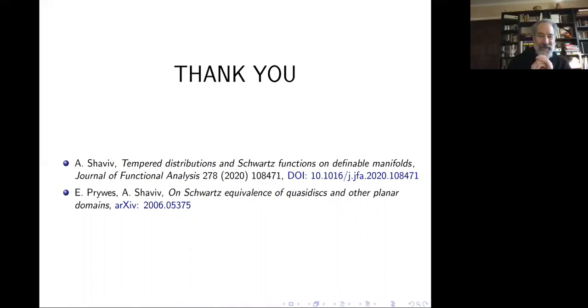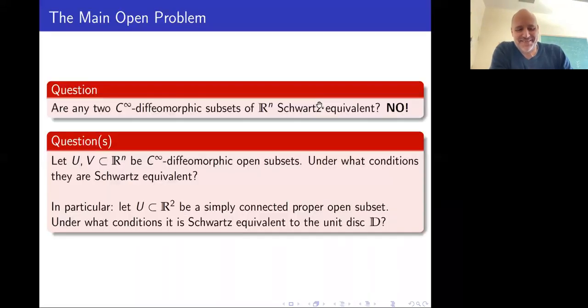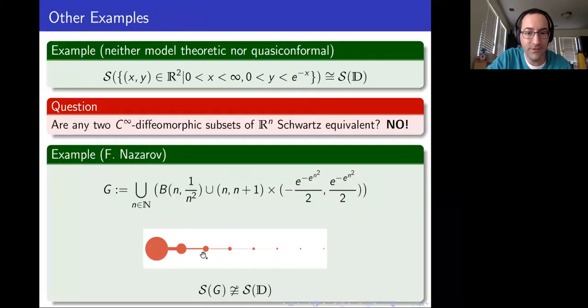Ari, could you give us a hint of how you show that no C infinity Schwartz equivalence exists for the Nazarov example? Yes, in 2 minutes I can give a hint, definitely. So let's look at this set. We do the following.